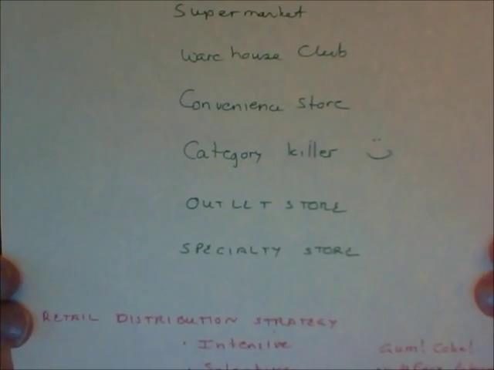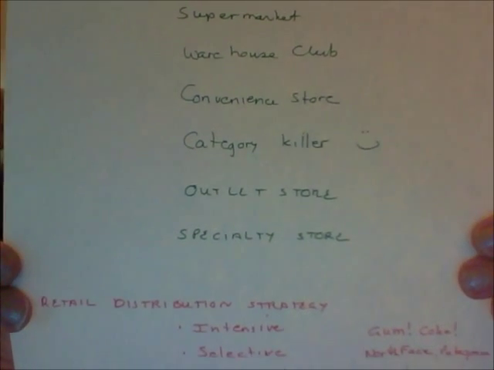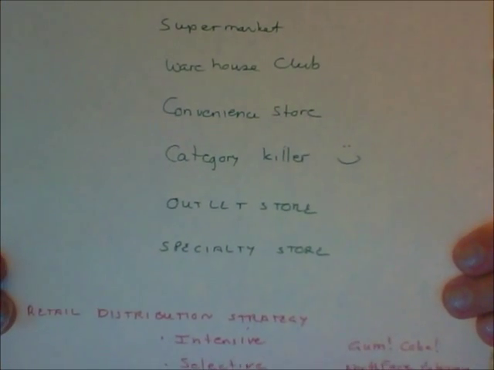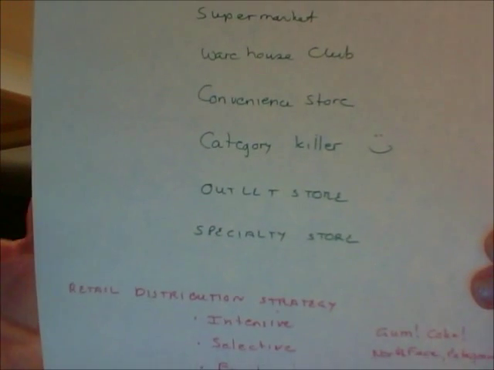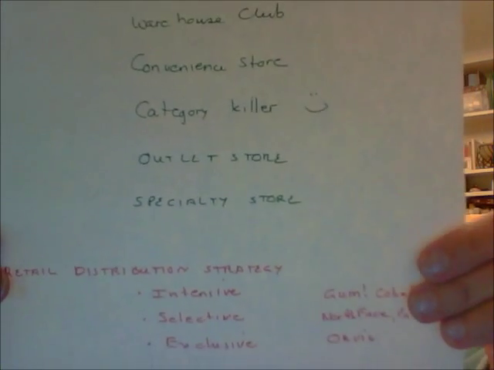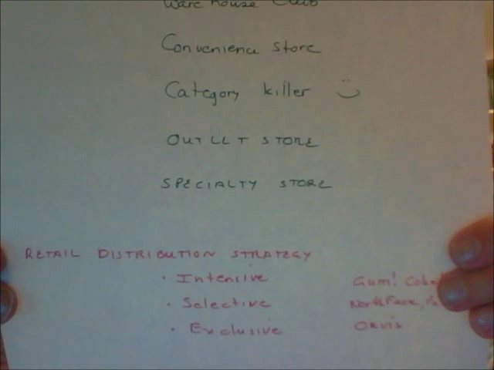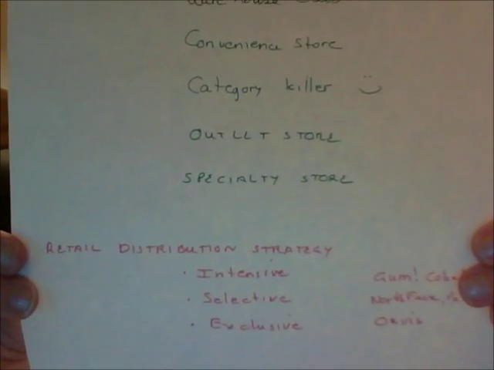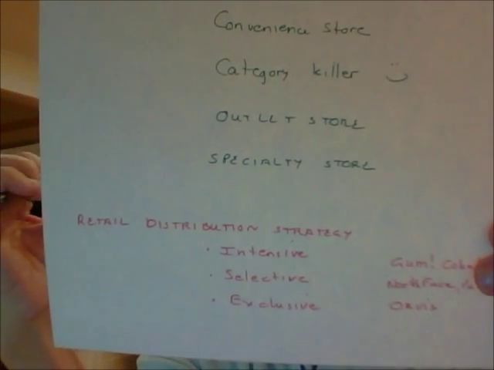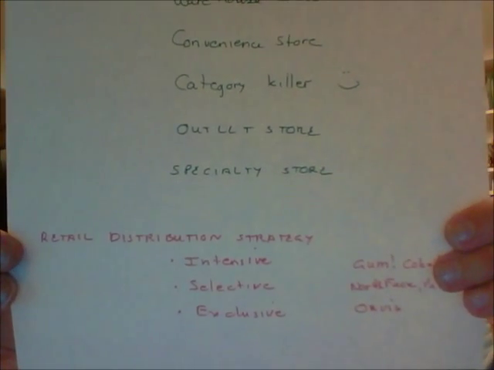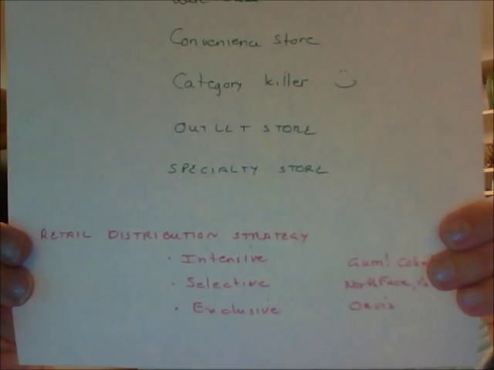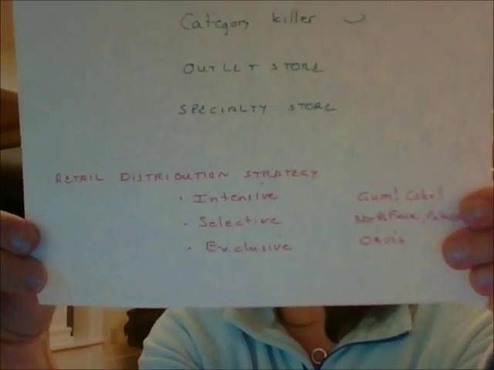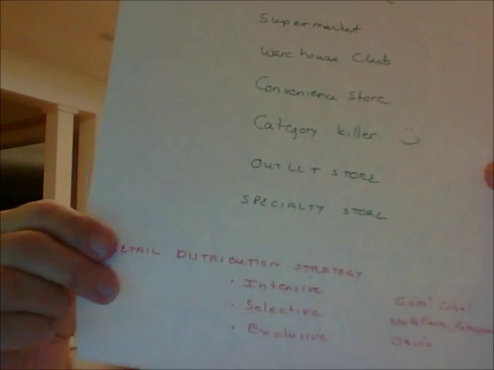Category killer, I love that name. And that would be a Staples or an Office Max. Well, I think Office Max is now at Office Depot, but whatever, Office whomever. Outlet stores, we have those up in Niagara Falls. And specialty stores, and those are stores that sell specific items, usually one of a kind, and they have pretty substantial margins. So now we're going to go through retail distribution strategies.